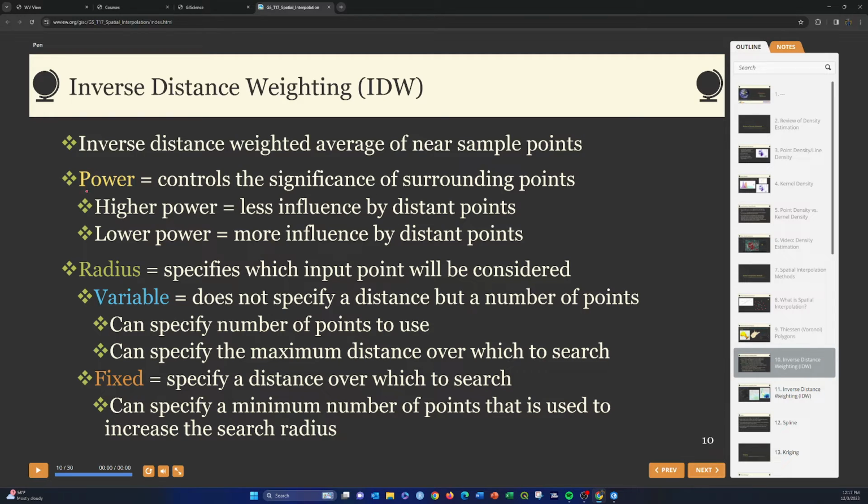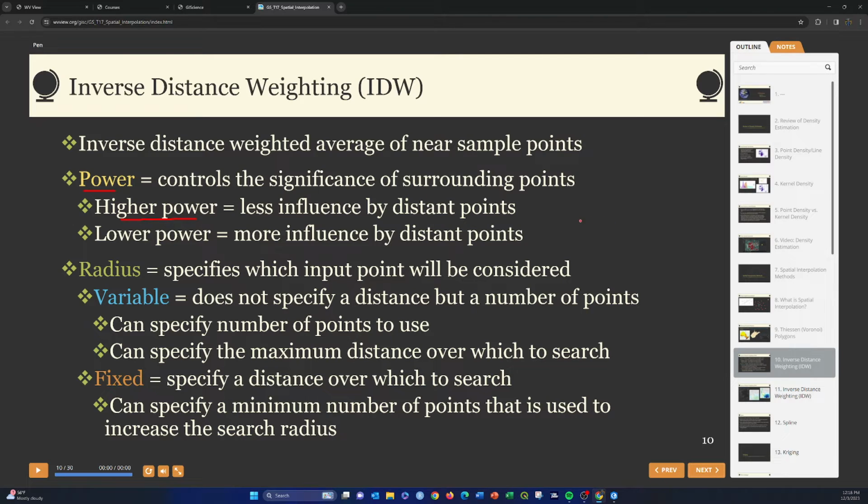One is the power. This controls the significance of surrounding points. If you have a high power, that means you're going to have a high coefficient, so the influence of points is going to taper off quicker. The closer points are going to have a much higher weight than the points that are further away.